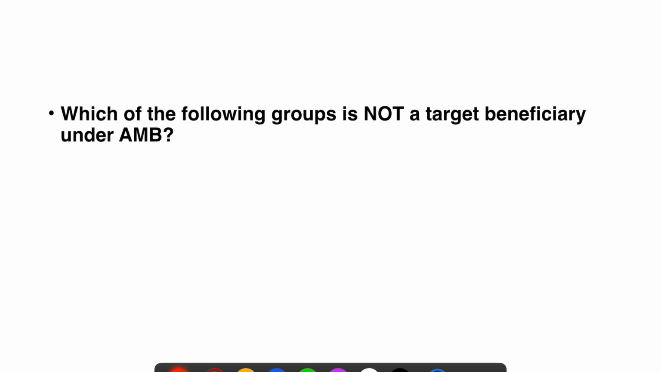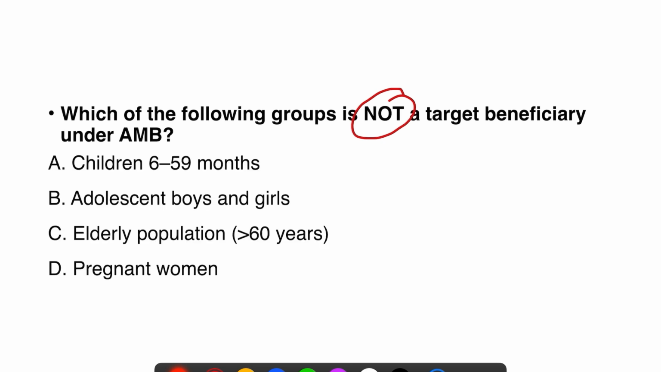Which of the following group is not a target beneficiary under Anemia Mukt Bharat? And different options we have are children, adolescent boys and girls, elderly and pregnant women. So here the correct answer is elderly population.